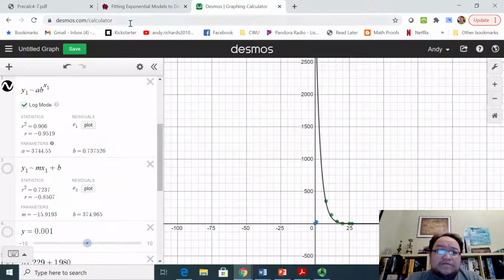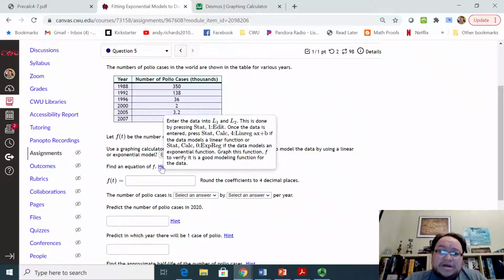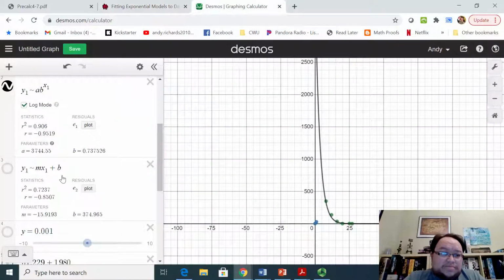So our very first question here, when it says which one should it be? The answer is going to be exponential in this case, because it matches a lot more. Now, I like these, but it's intended for those of you using graphing calculators, specifically the TI-83 and 84s. So that'll certainly get you through that. But at this point, we are going to use Desmos's parameters here.